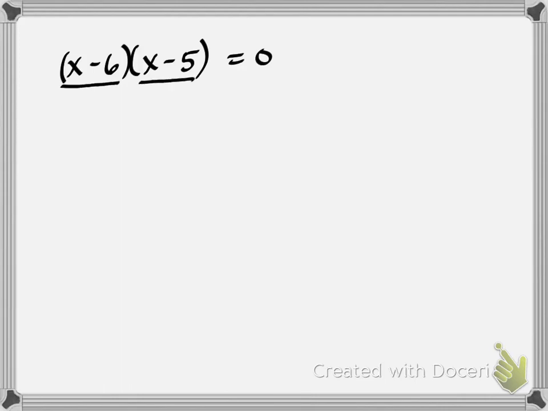Let's go a little bit harder now. What if I had, well, actually, let's do another one that's a little bit easier. What if I had x minus 6 and we'll say x minus 5? What two values or what two solutions will come from these two parentheses? An answer will come from this parentheses and an answer will come from that parentheses.